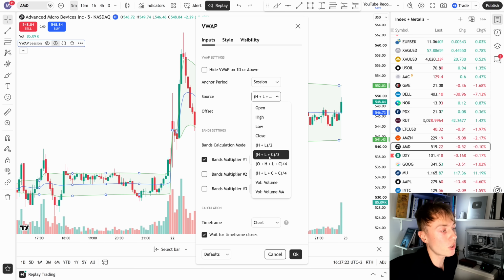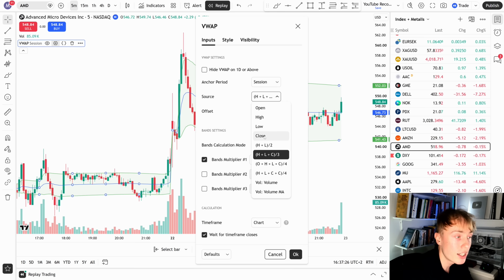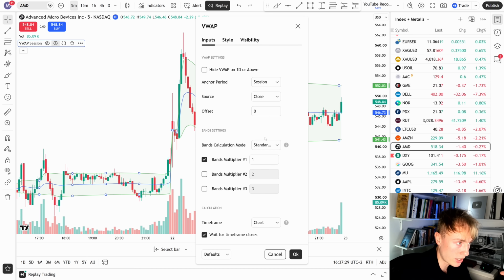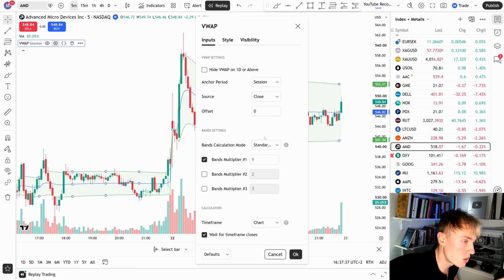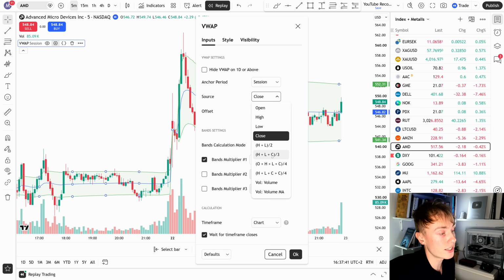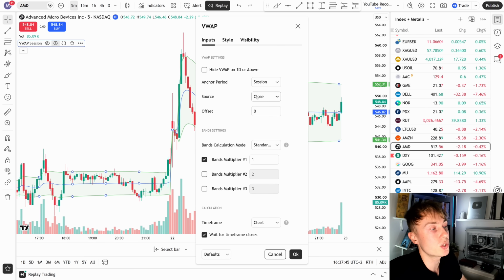But here, if you are a trader that is used to looking at candle closes, you can actually choose close right here. And you will notice that the VWAP will change a little bit, because now the VWAP will base its calculations on only the closing prices of the candles instead of the high, low, and close. So if you're used to using candle closes, this can definitely be an option.